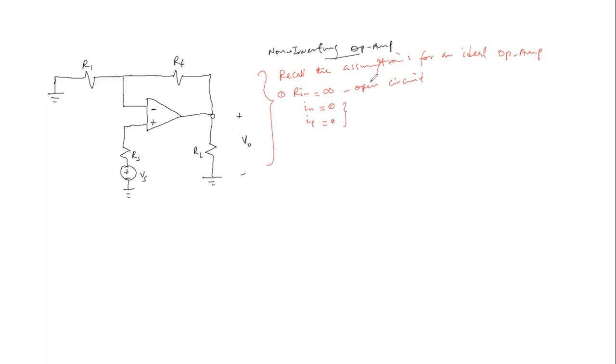And we can address this as the input current constraint. And secondly, we have that the output resistance is the same as 0, which shows a short circuit.